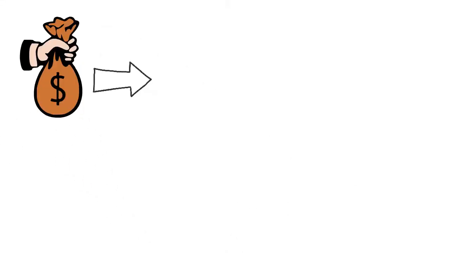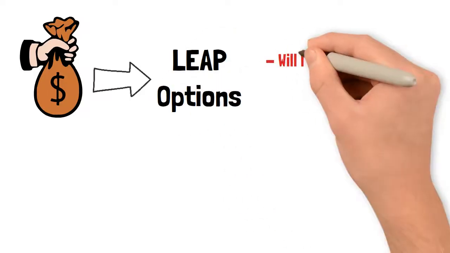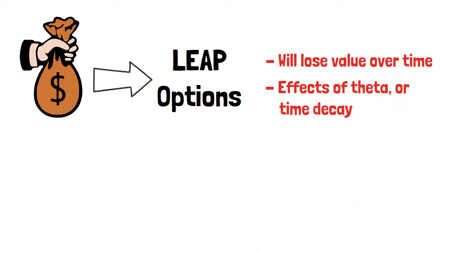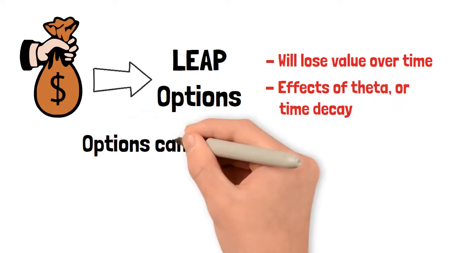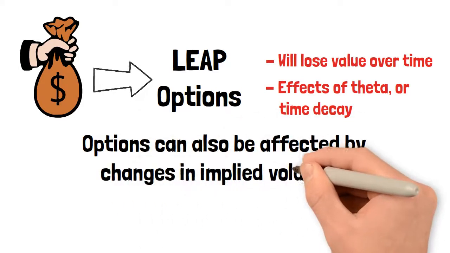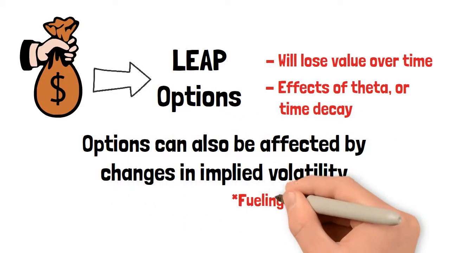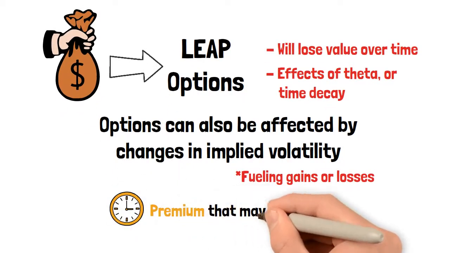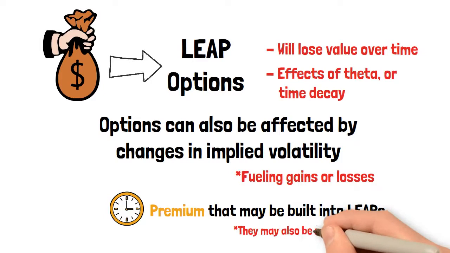Cons of strategy. LEAPs also have some negatives as well. If one is buying LEAP options, those options will lose value over time as the effects of theta, or time decay, take a toll with all other inputs remaining constant. Options can also be affected by changes in implied volatility, potentially fueling gains or losses. Due to the amount of time premium that may be built into LEAPs, they may also be cost prohibitive.